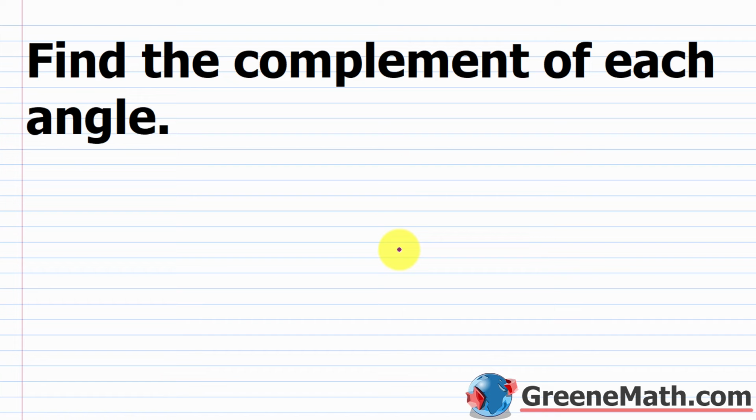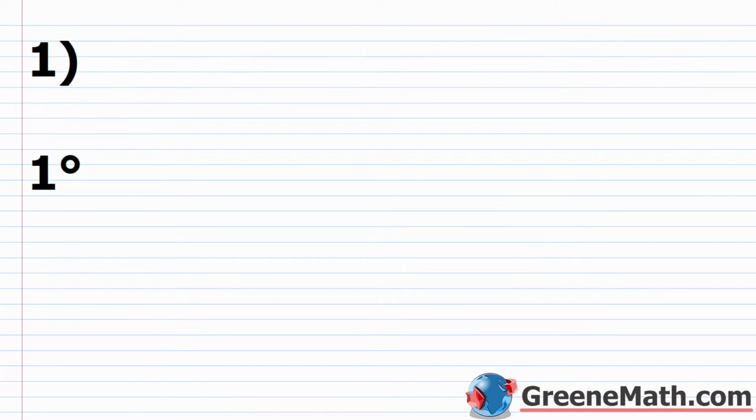All right, let's take a look at the practice test. We're told to find the complement of each angle. For the first problem here, we're given an angle that's 1 degree. And remember that complementary angles are two positive angles with a sum of 90 degrees. So in other words, if I took 1 degree and I added its complement, I should get 90 degrees.